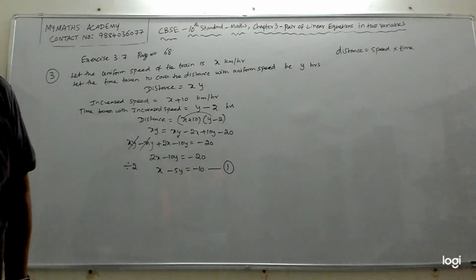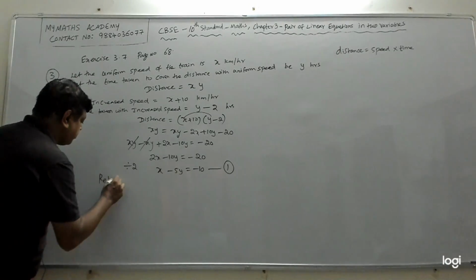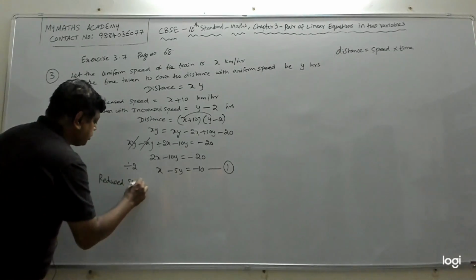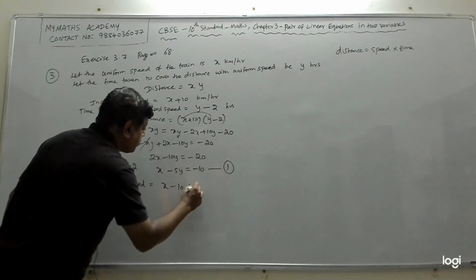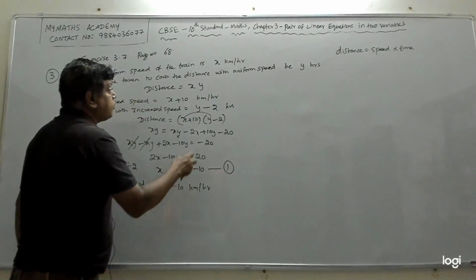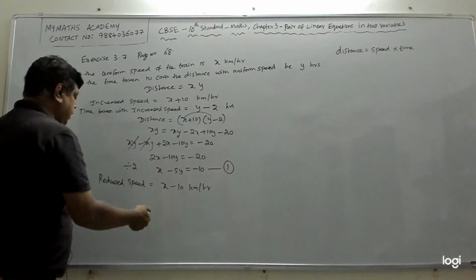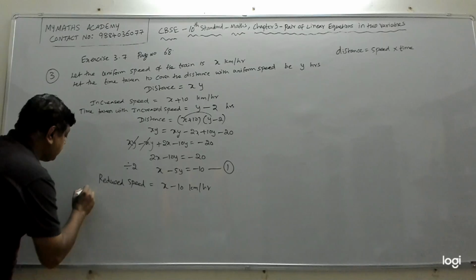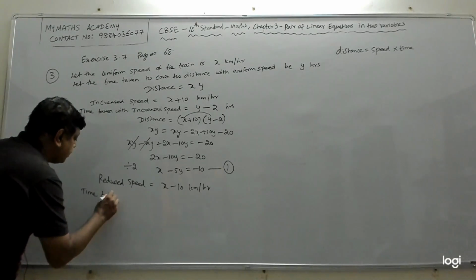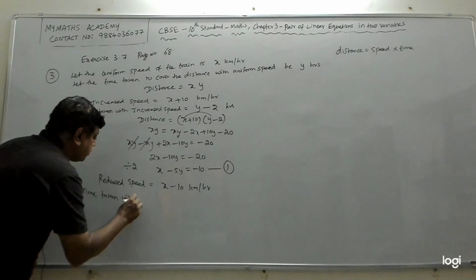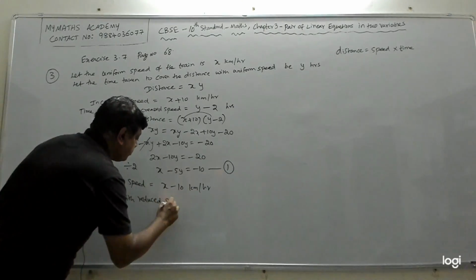Now, the second information given. Suppose the train goes slower by 10 km per hour, which means reduce the speed. If the speed reduces by 10, we get x minus 10 km per hour. Originally it was going at x km per hour. Now, if the speed reduces by 10, which means x minus 10, then what will the time taken be with the reduced speed? With this speed, what is the time?